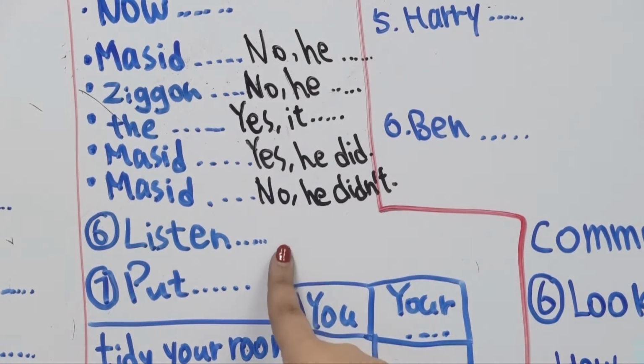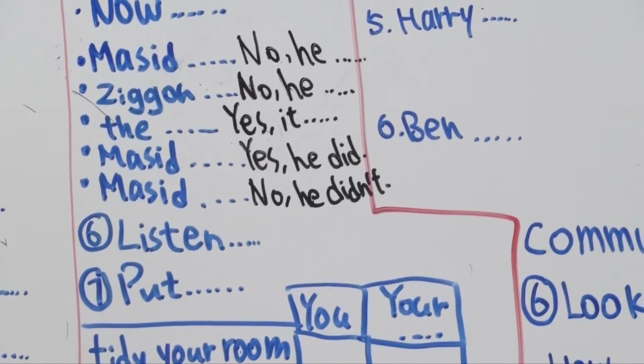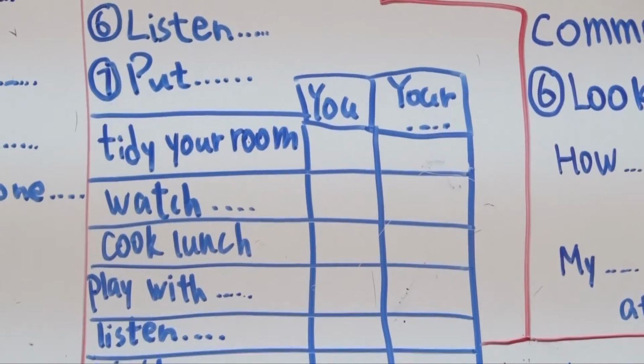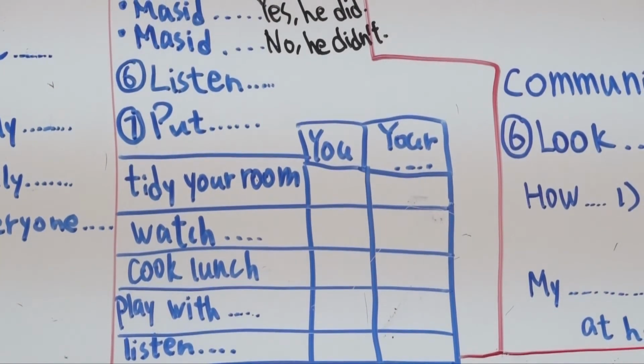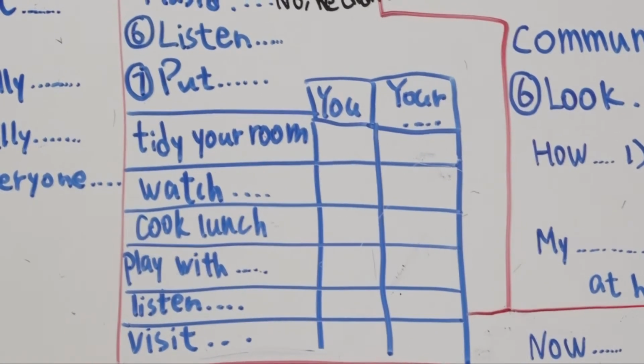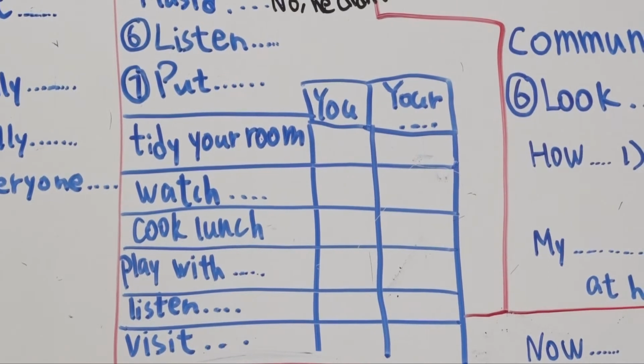Alright, now part 6 in front of you. You need to listen and repeat. Alright, it's about speaking, so we need to talk a little bit for this part after listening to it. So let's get started first. Exercise 6, page 27. Listen and repeat. Did you tidy your room yesterday? No, I didn't. Did you watch TV? Yes, I did.